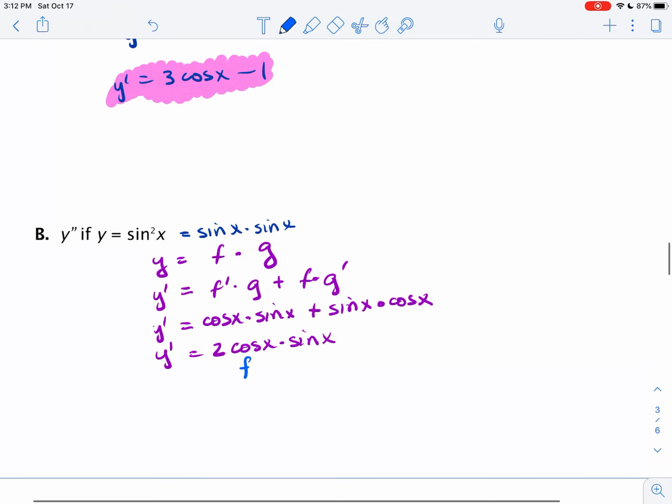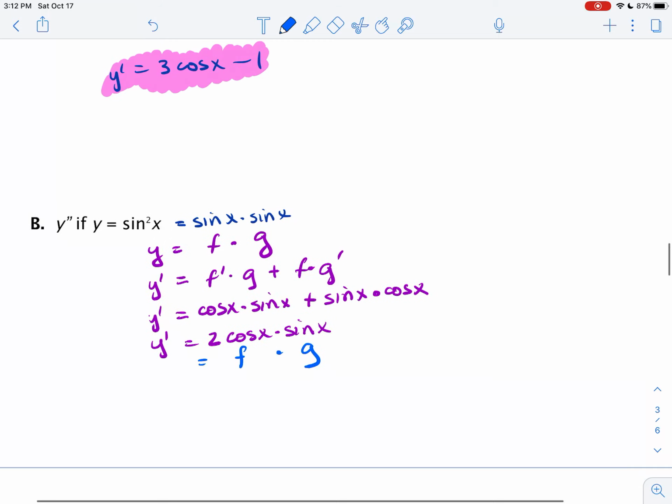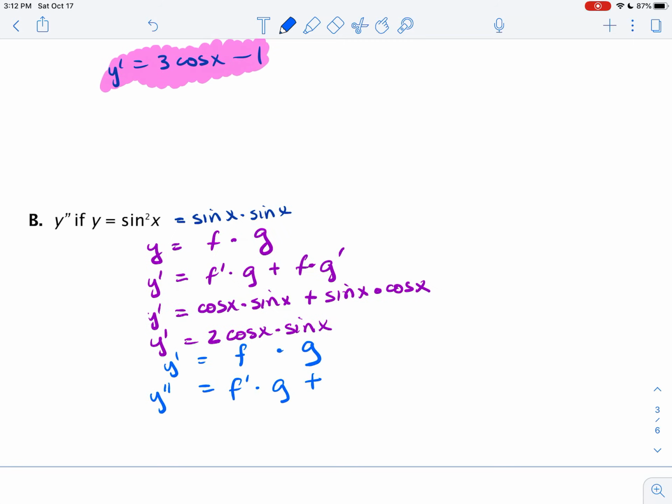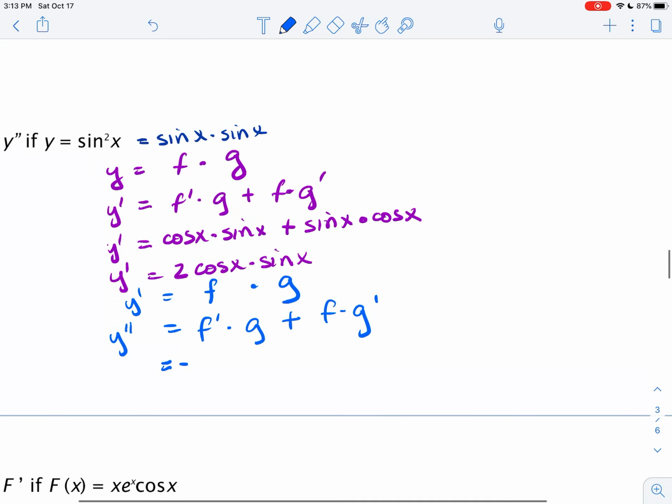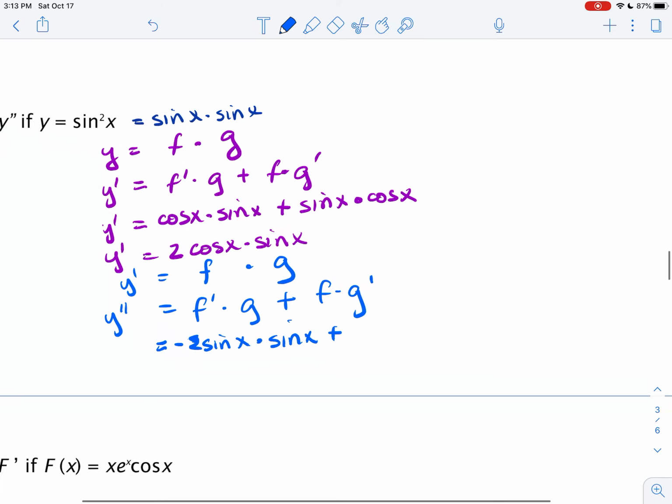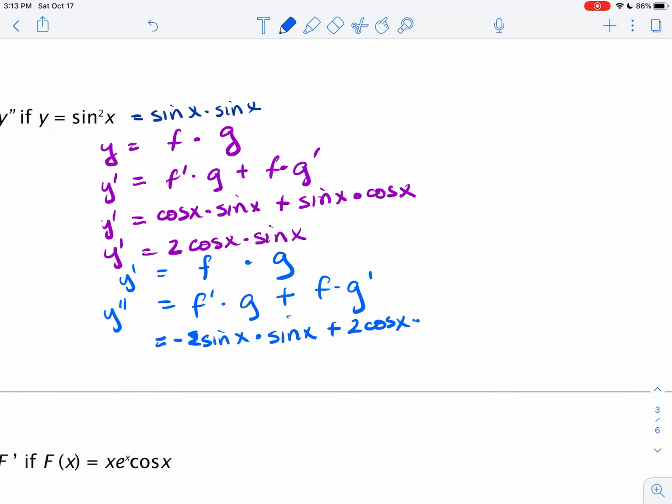Again, we have a product. So we have f times a g. And so our y double prime is going to be the derivative of the first times the second, plus the first times the derivative of the second. And the derivative of the first, what's the derivative of 2 cosine x? That's constant times the derivative of that function, 2 times minus sine. So that's going to give me minus 2 sine x, times the second is sine x, plus the first is 2 cosine x. And the derivative of the second, the derivative of sine x is cosine x.